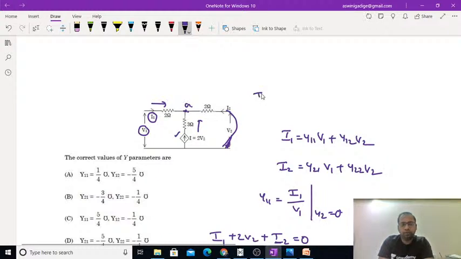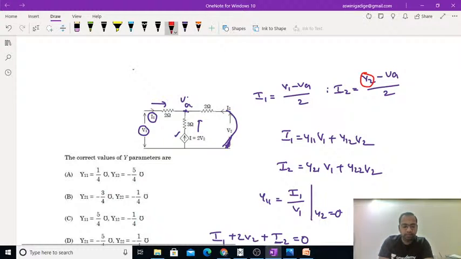Now, I can write that I1 is equal to (V1 minus VA) divided by 2. Let's take the voltage at this node as VA, and I can write down I2 like this: I2 is equal to (V2 minus VA) divided by 2. But here I short circuited V2, the output port, so V2 becomes 0. Then I2 is equal to minus VA by 2.